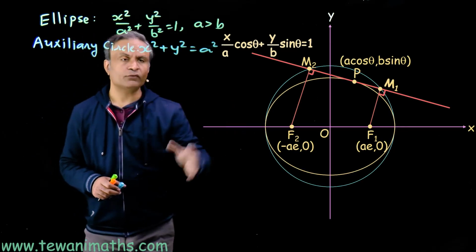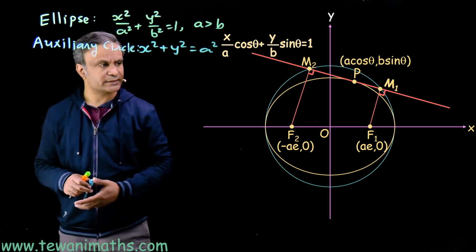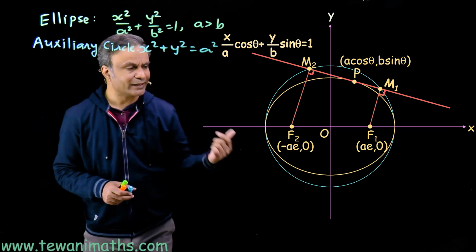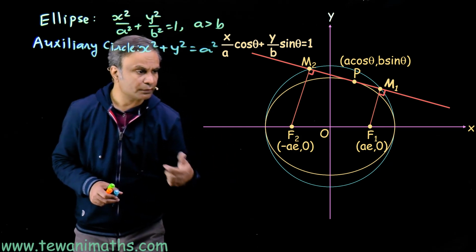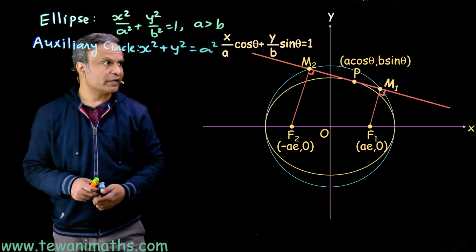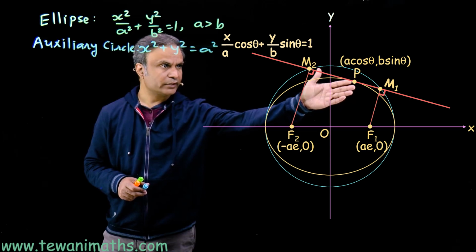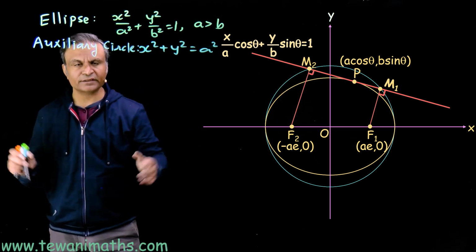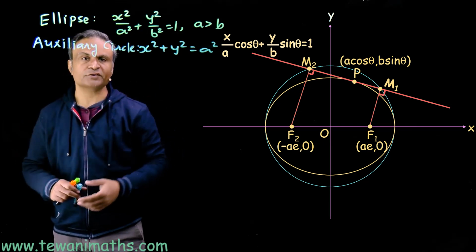So here we have graph of ellipse with its auxiliary circle. Foci are f1 and f2. Coordinates of f1 are a comma 0. Coordinates of f2 are minus a comma 0. We have directrix x is equal to a upon e and x is equal to minus a upon e. These are standard things with this standard equation of ellipse.